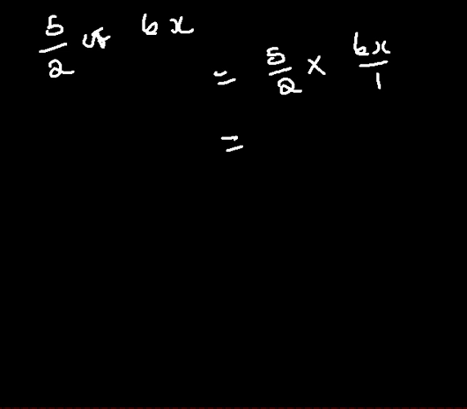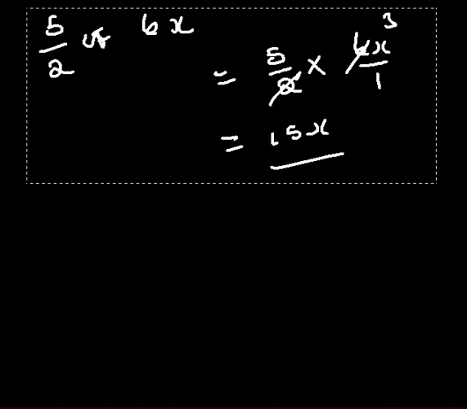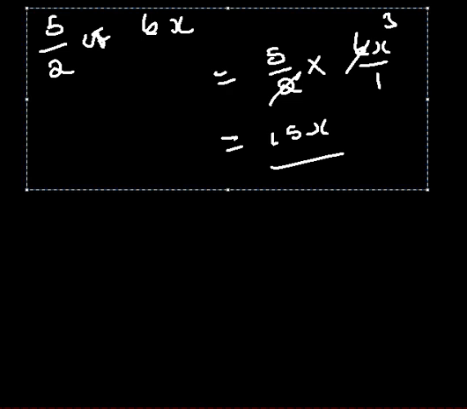So we'll have it as, and that should be, now we can cancel 2 into 6, that is 3. Then we'll have 3 times 5, which is 15x. We'll have that. So keep that in mind. So that's how we should understand how we can divide or multiply the algebraic terms.